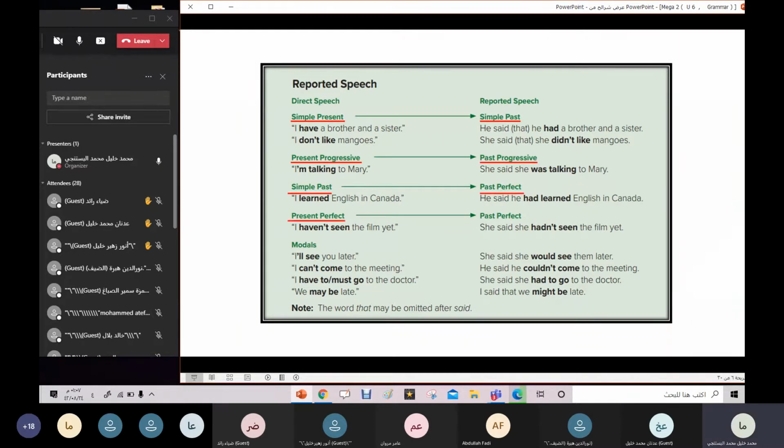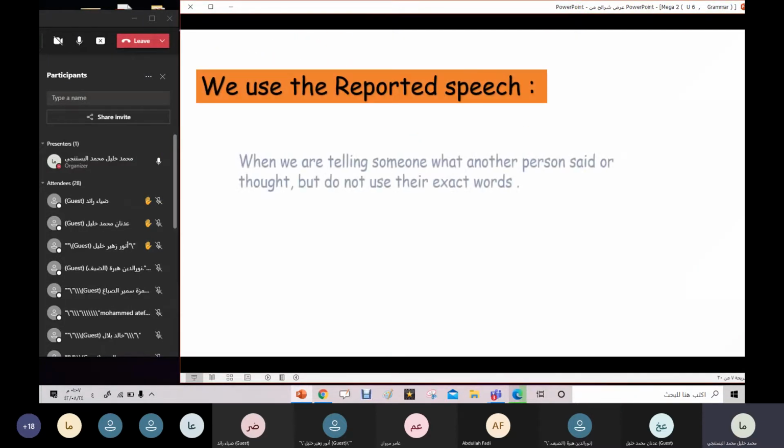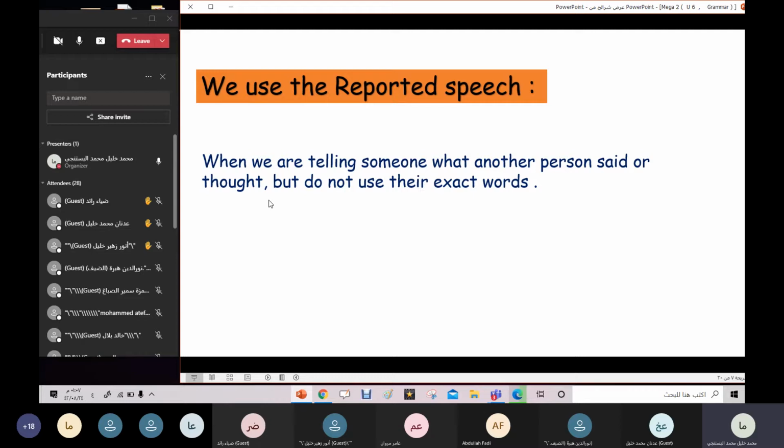Reported statements. Now we want to change into reported questions. We use reported speech when we are telling someone what another person said or thought, but do not use their exact words. Ali said that he wanted to live in Jeddah. Okay, when you want to repeat or report someone's words.